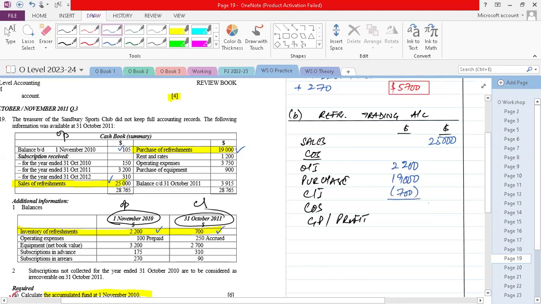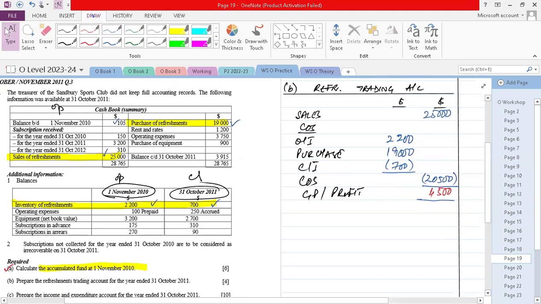Who will tell us the cost of sales? Cost of sales 20,500, profit 4,500. Very good, so we achieved our second requirement.